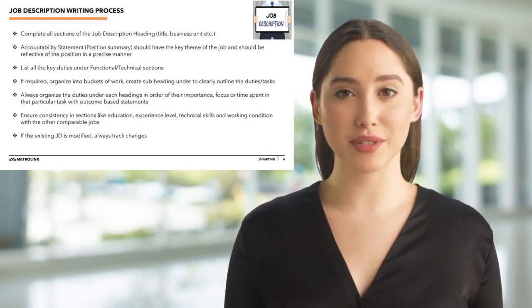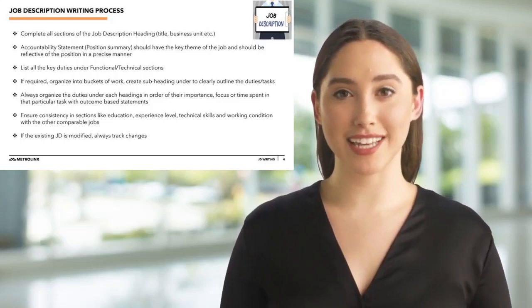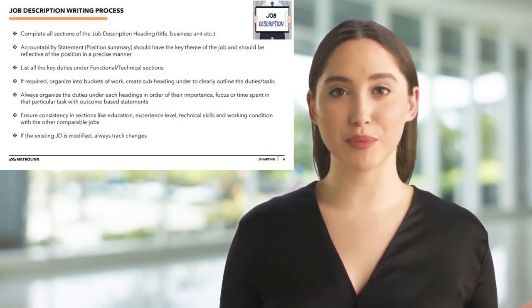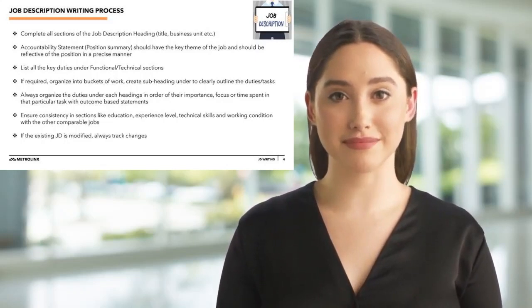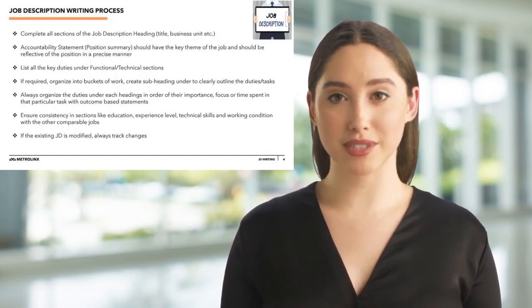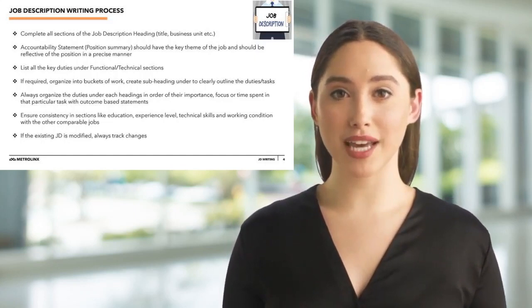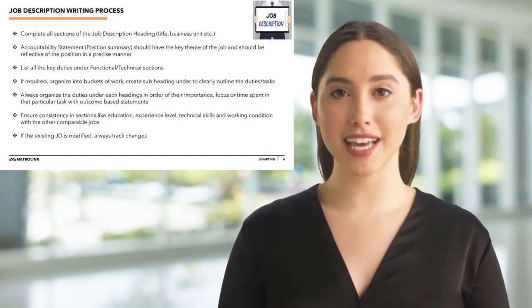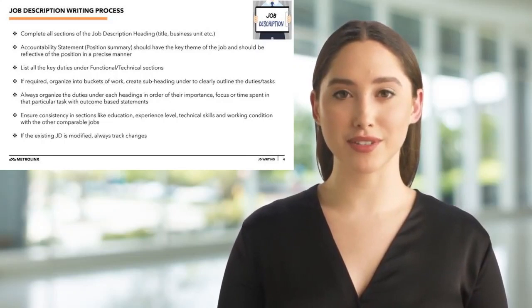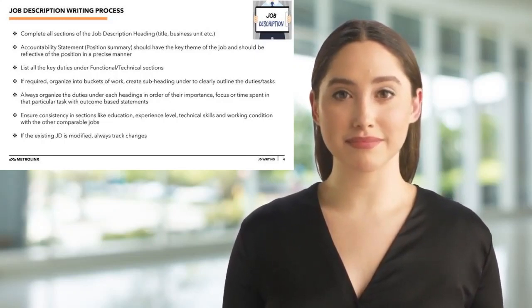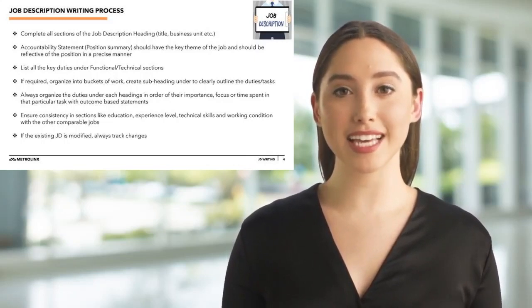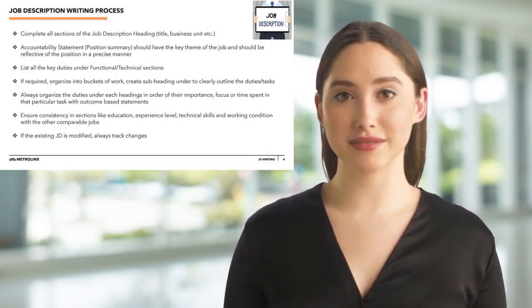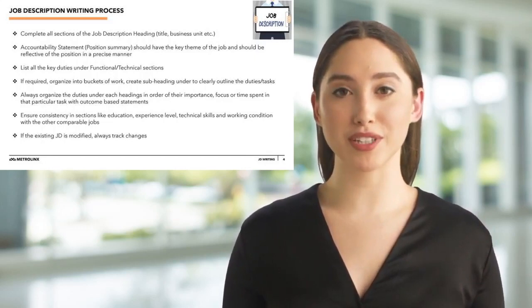Job description writing process. Now that you have learned tips on how to write the job description and an overview of the various sections within the job description, you can now move on to the job description writing process. Prior to writing your job description, your HRBP will provide you guidance and, depending on your needs, may provide additional reference documents or tools to assist you. I recommend you focus most of your attention specifically on the accountability statement and the functional and technical sections. Here are some great pointers to help you along the way.